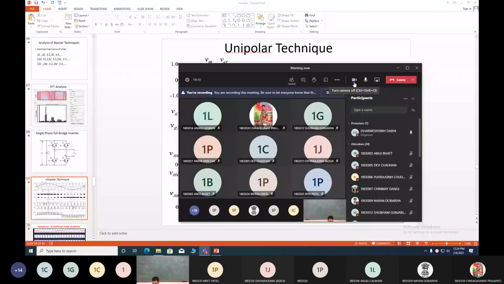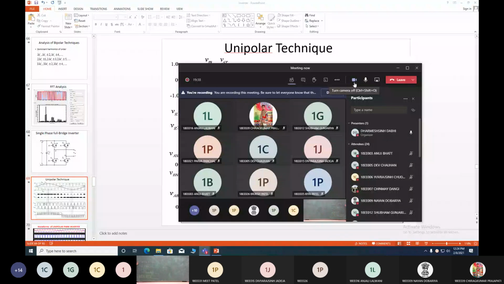All of you can see this waveform? Yes, sir. You can see the waveform here on the board. Will the waveform be visible? Yes or no? Yes, sir. It is visible? All of you? Yes, sir. Okay.